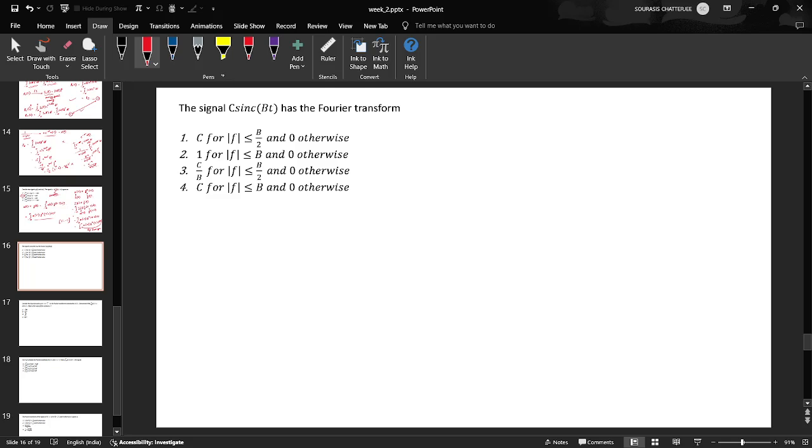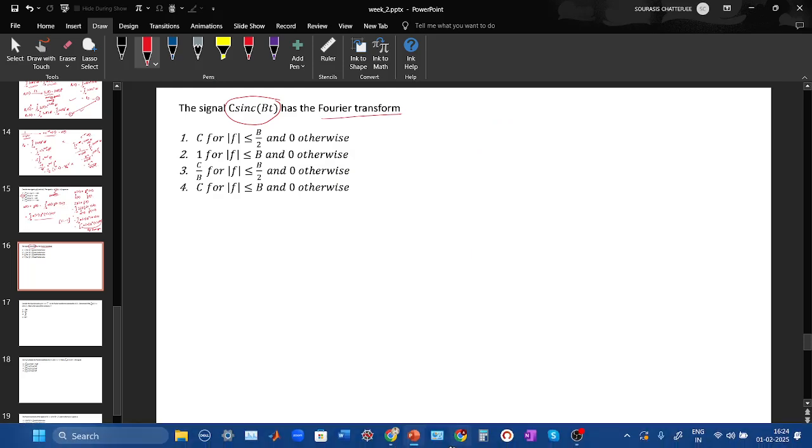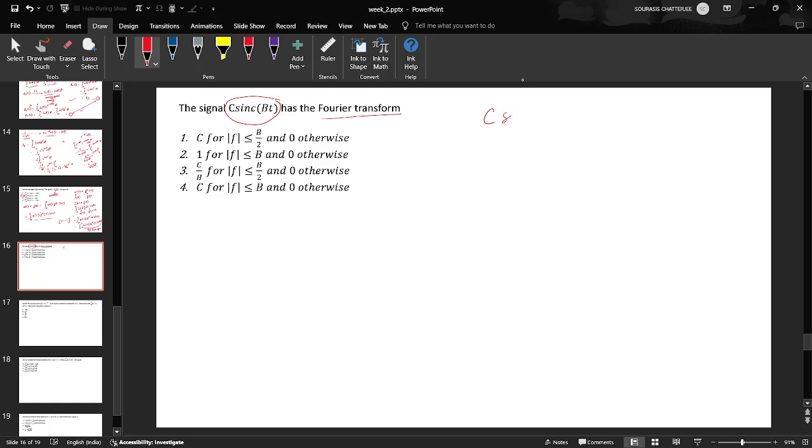Okay, let us move to our next question, which says this is the signal, sinc function c sinc bt, and it is asked which Fourier transform it is going to have. So basically we are given c sinc bt and what Fourier transform it is going to have. So let us first try to calculate it in a conventional manner, and then I will show you the trick to do it in a few seconds maybe.